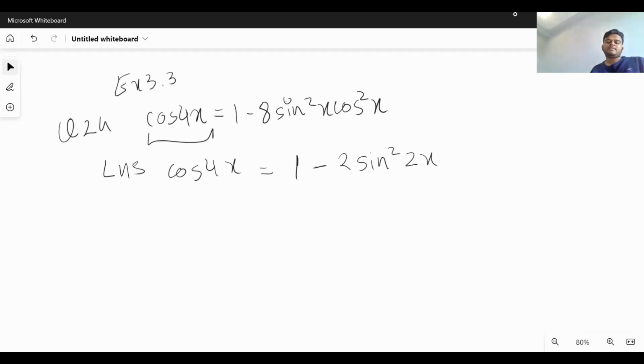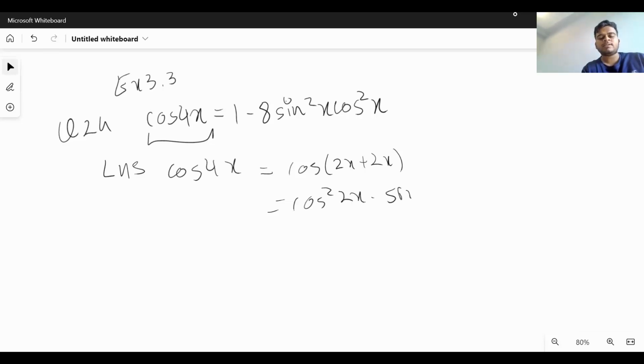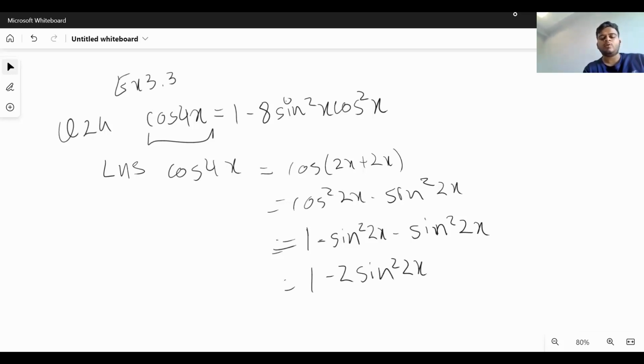Does that make any sense? Let's try and do this. I'll try and make you understand more. This is very basic, right? I can write cos 4x as cos of 2x plus 2x. Now expand, you get cos square 2x minus sine square 2x. Correct. In this, substitute cos square 2x as 1 minus sine square 2x here as well, right? Solve this, you get 1 minus 2 sine square 2x.